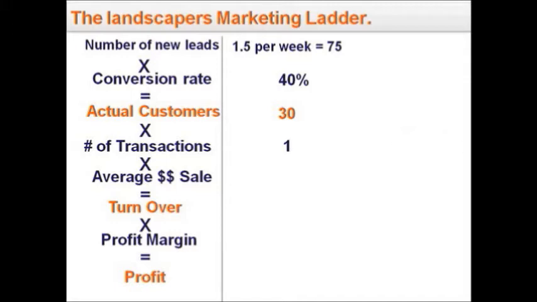If the number of transactions per client per year is 1, in other words they spend once with that landscape company, and it's a $10,000 average spend, then the turnover for that landscape business is $300,000. If they have a 25% profit margin, then the annual profit before expenses and tax and what have you is $75,000, because $75,000 of course is 25% of $300,000 turnover.